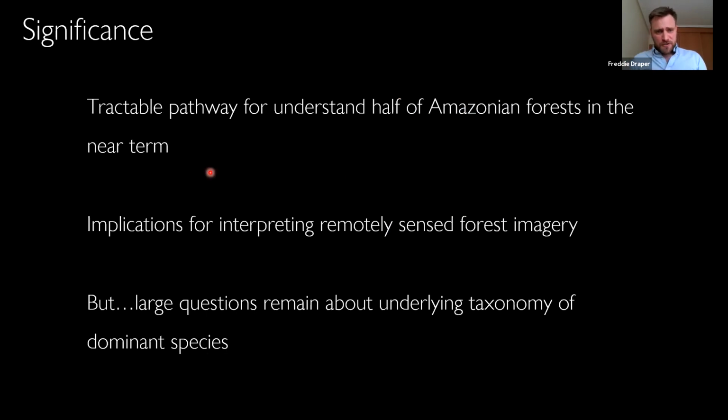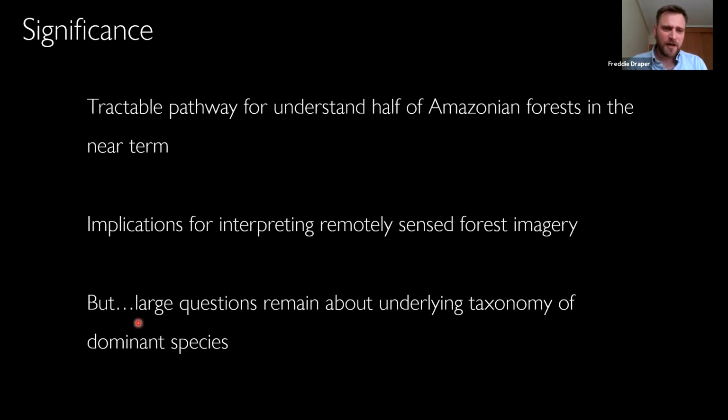I think this framework is useful. I think it provides a tractable pathway for understanding Amazonian forests in the near term. So it's near-term solutions for quantifying biodiversity, but it really provides insight into how things vary depending on what strata of the forest you're interested in, and it has important implications for how we interpret remotely sensed forest imagery.